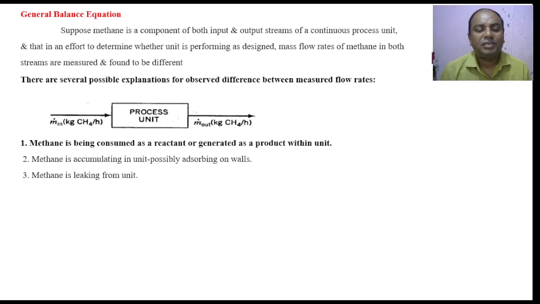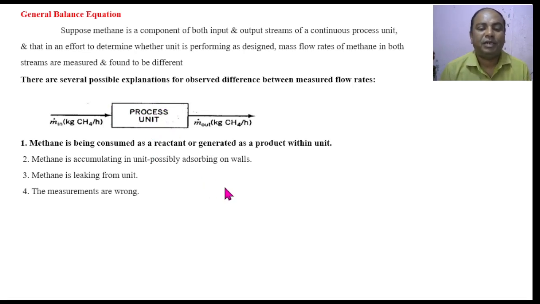The next one is that suppose this process unit may have certain leakage, so it may be leaking through that one. Methane, as it is a gas, may leak through the pinholes that this process unit may have. This is another reason you can state over here.